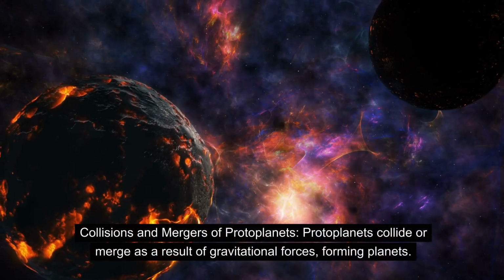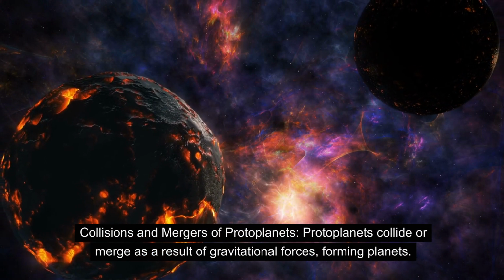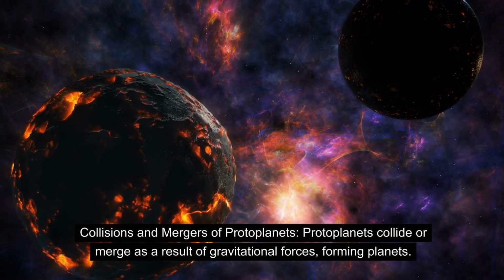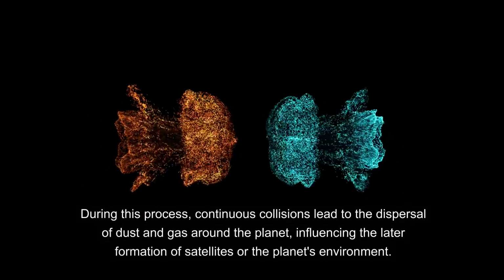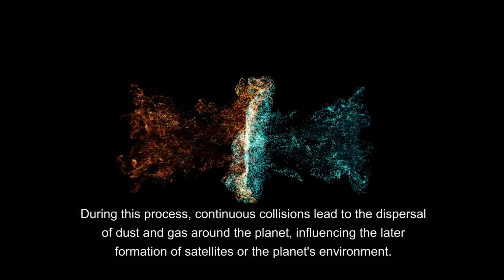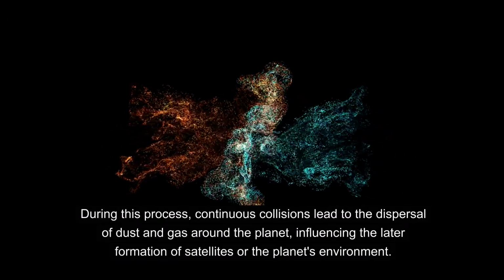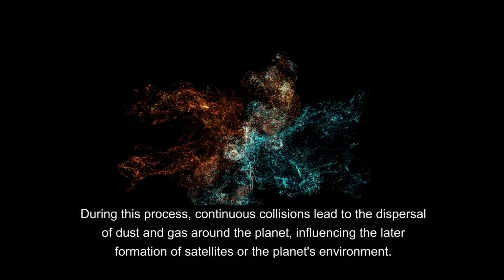Collisions and mergers of protoplanets. Protoplanets collide or merge as a result of gravitational forces, forming planets. During this process, continuous collisions lead to the dispersal of dust and gas around the planet, influencing the later formation of satellites or the planet's environment.